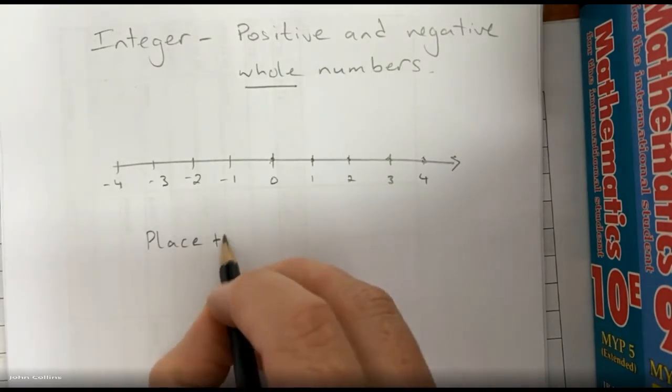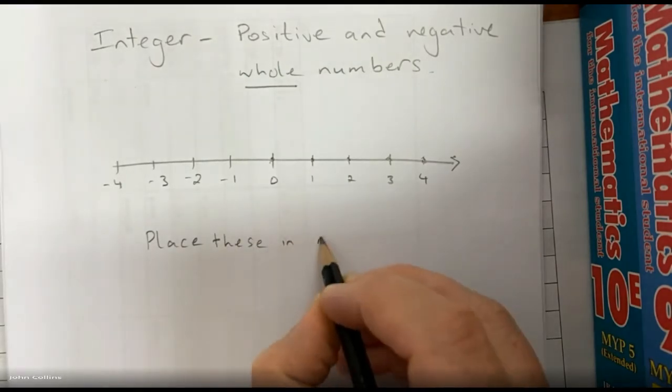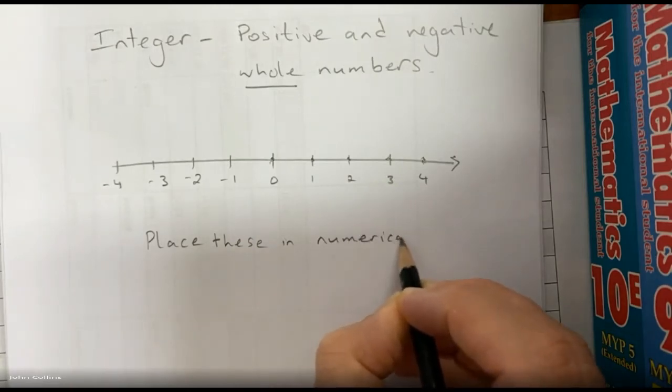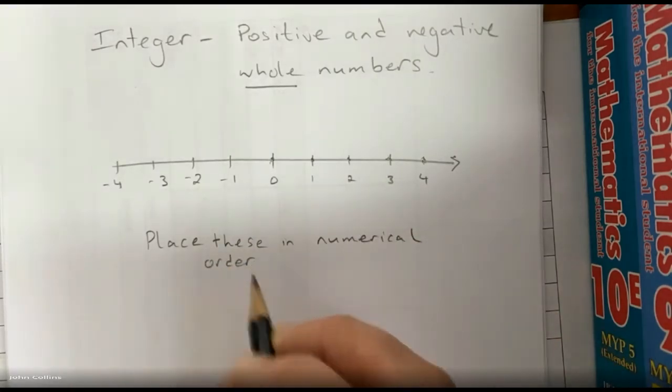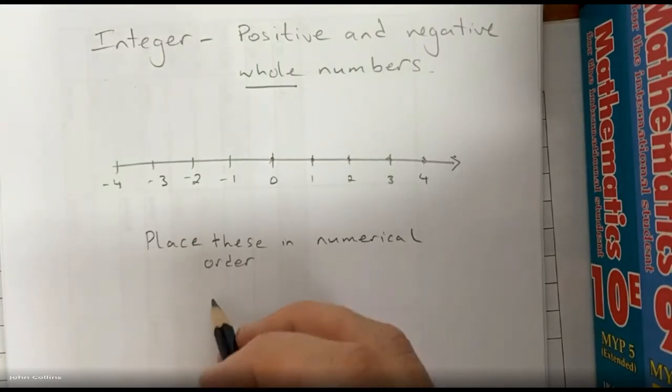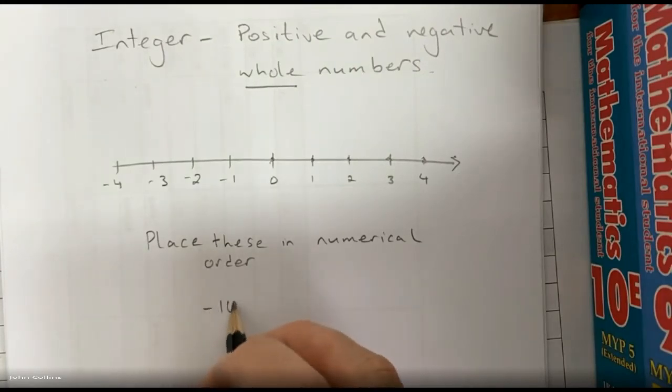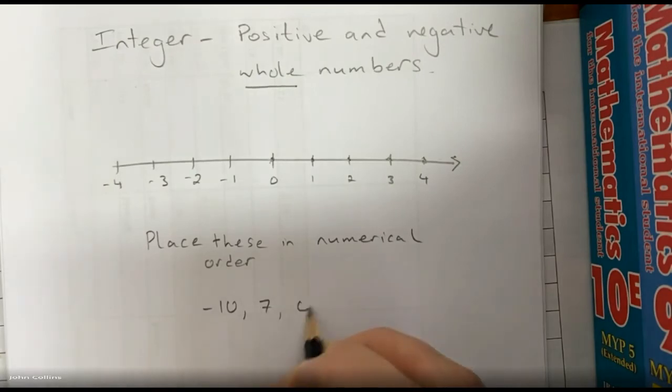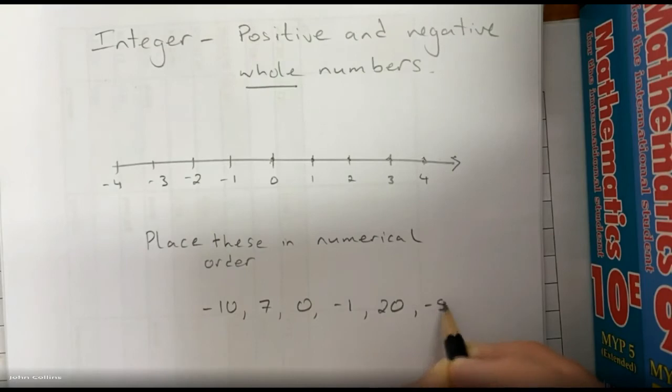Place these in numerical order, please. Let's see who's the first person who can place them. I'm just going to wait until I've written all of them before we start typing. So let's start: -10, 7, 0, -1, 20, and -5. Okay, so let's see if you can type those into the chat in numerical order, from smallest to biggest. That'll be numerical order. Let's use the speed typers.